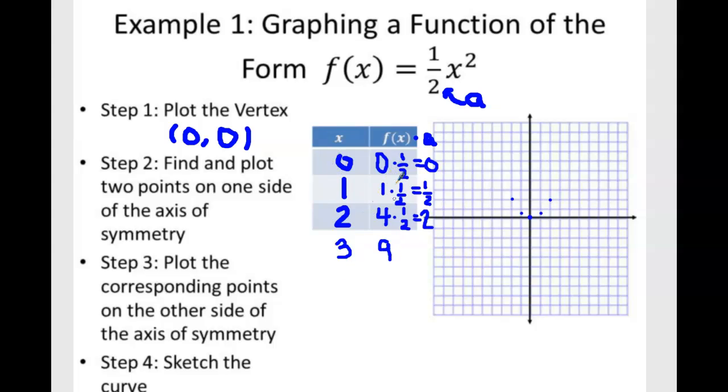So the x values squared are the y values. So if you wanted to get one more point, you could go to 3, and then it would be 9 times 1/2, which is 4.5. So you could also plot to the right 3 and up 4.5, and then take that point to the left 3 as well. And when you connect those points, does 1/2 stretch my graph or compress my graph?